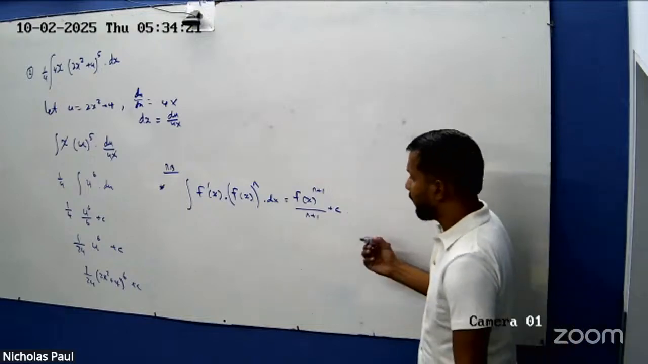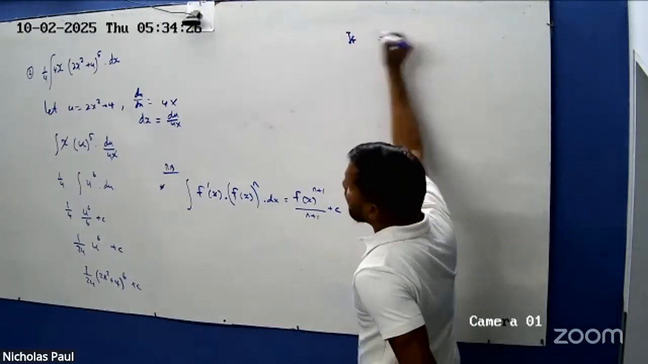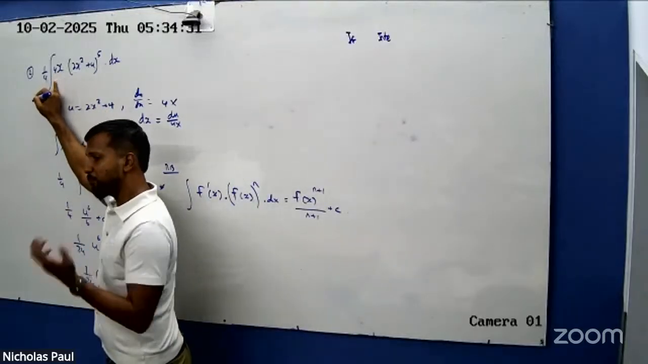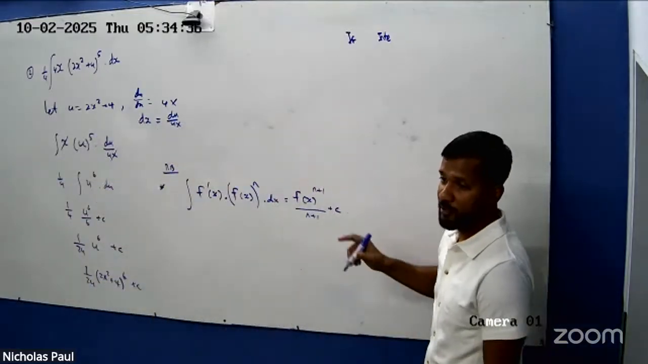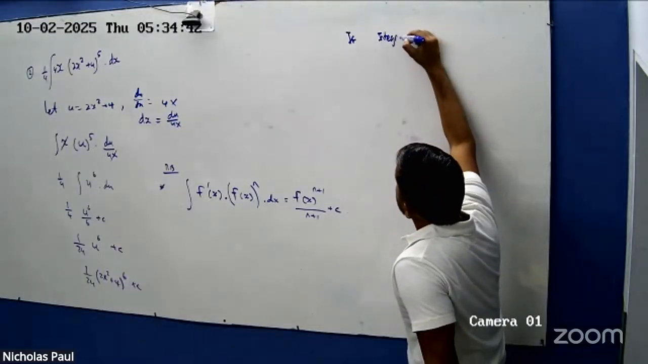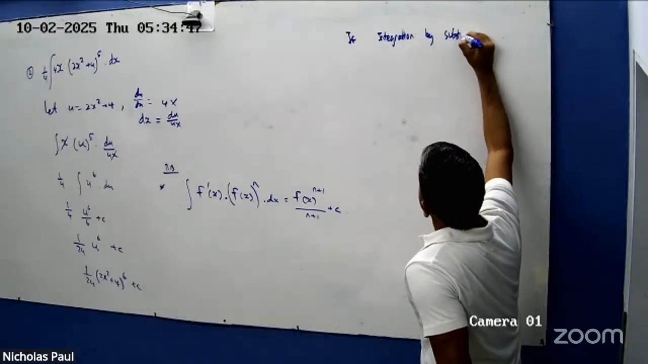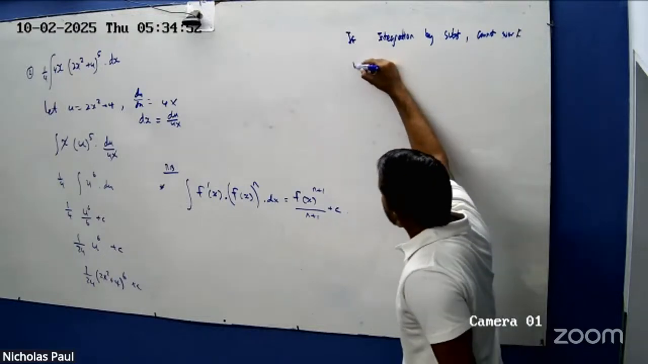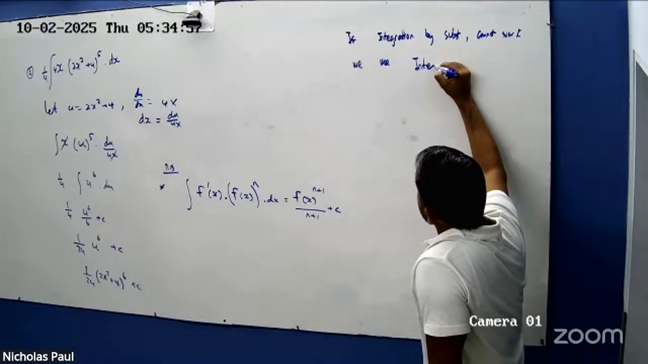Alright, ready? So here's what. If you look at this integral, you all recognize that this is like a product. So if you get a product, then integration by substitution cannot work. We use something called integration by parts.